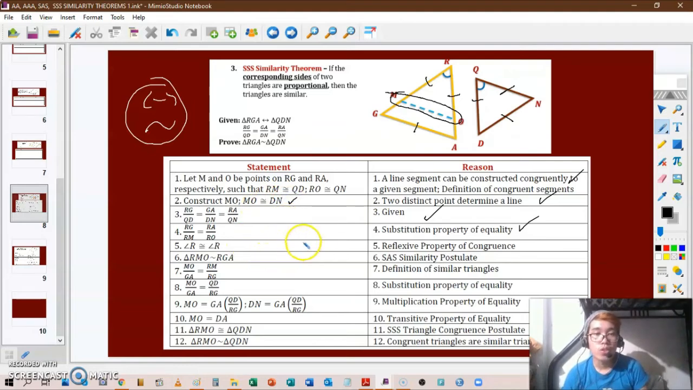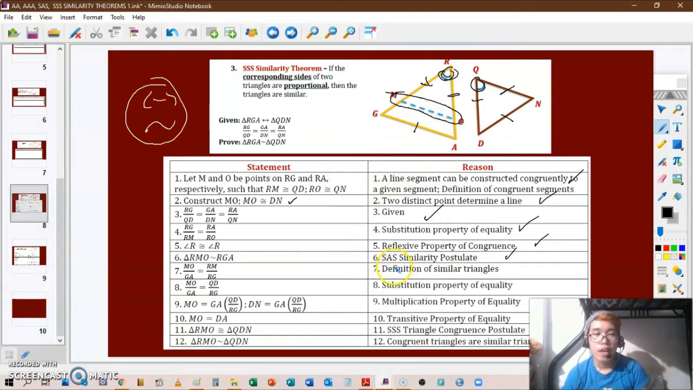And angle R is also congruent to angle R. This reflects the reflexive property of congruence. Triangle RMO is similar to triangle RGA using the SAS Similarity Postulate. So we have here a side, an included angle, and another side, where the sides are proportional to each other.